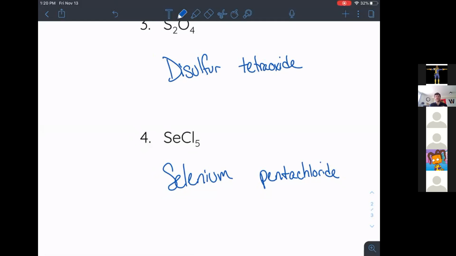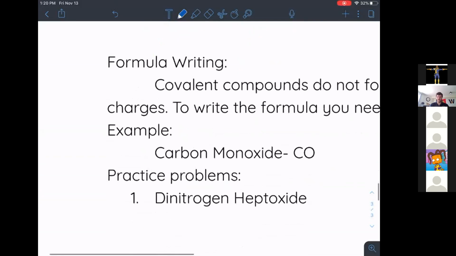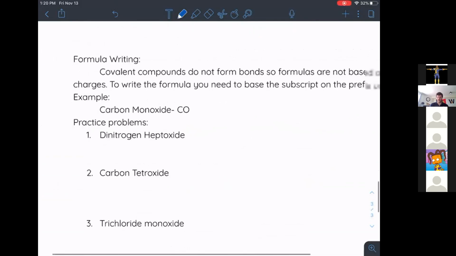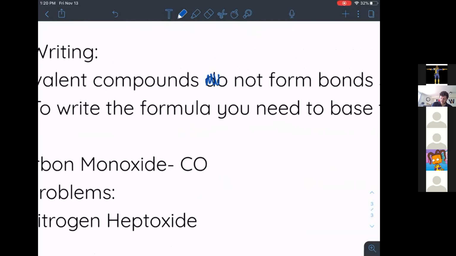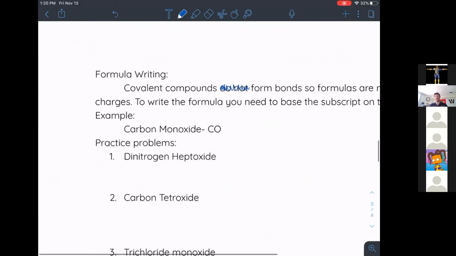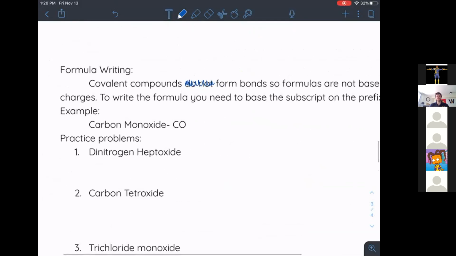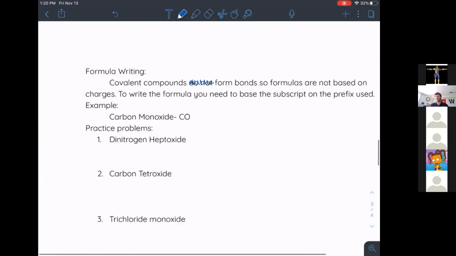So we're going to go the opposite way now, just like before. With formula writing, I'm actually going to change the wording up here a little bit because it should say that covalent compounds form bonds. So we're going to get rid of this "do not". Formulas are not based on the charges anymore. That's why we need to write those prefixes in front, because covalent compounds are not based on charges. They're based on how many we have. So we need to write these formulas, and the subscripts are going to be based on those prefixes that we use.